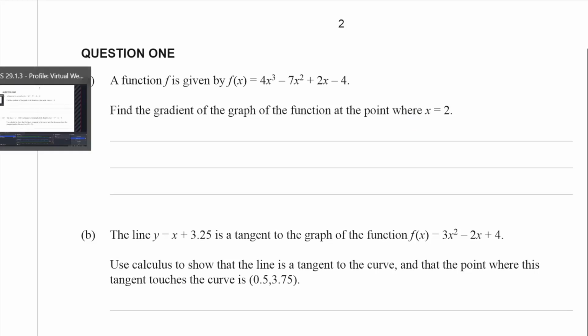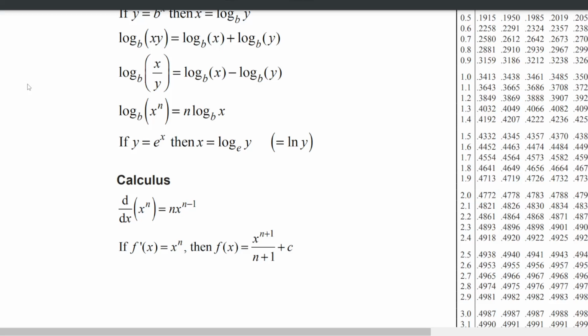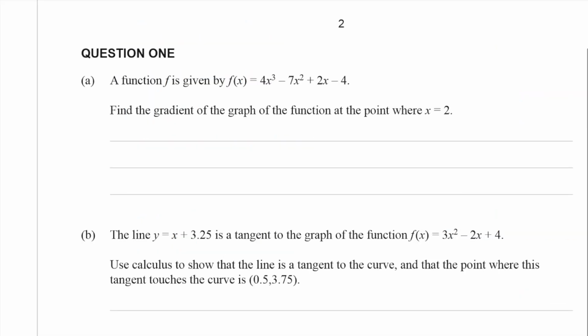Alright, so just looking at our formula book, under calculus, the first equation: d by dx of x to the power of n equals nx to the n minus 1. That is how we differentiate a polynomial term. So let's do that first.